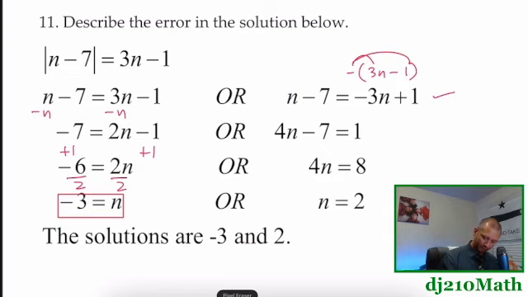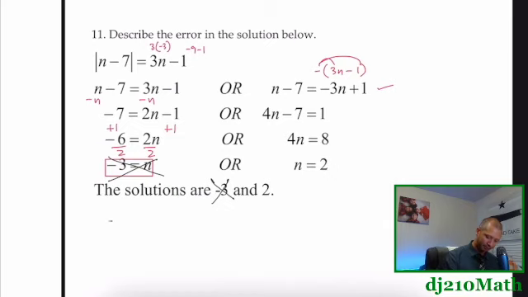So then on the left, well, let's plug it in, right? Once we think we got the answer, we plug it in. Always plug it in. So 3 times negative 3 is negative 9. Negative 9 minus 1 is negative 10, right? It's negative. This doesn't work. Negative 3 does not work. So on the right-hand side, so there was the error, right? Negative 3 is an invalid solution, because the absolute value must be positive.